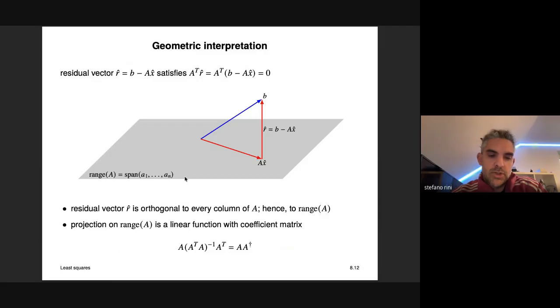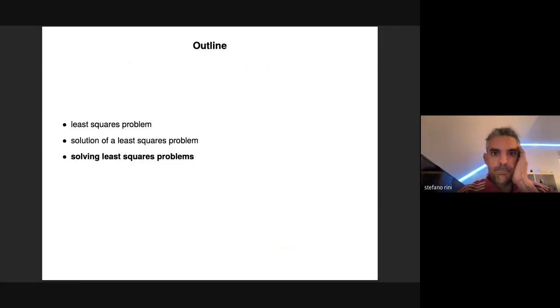Okay? So the projection on the range of A is a linear function with coefficient matrix A multiplied by A transpose A to the minus 1 A transpose. And this is equal to A times A dagger. Very nice, very elegant, very cute. So how do we solve the least square problem?